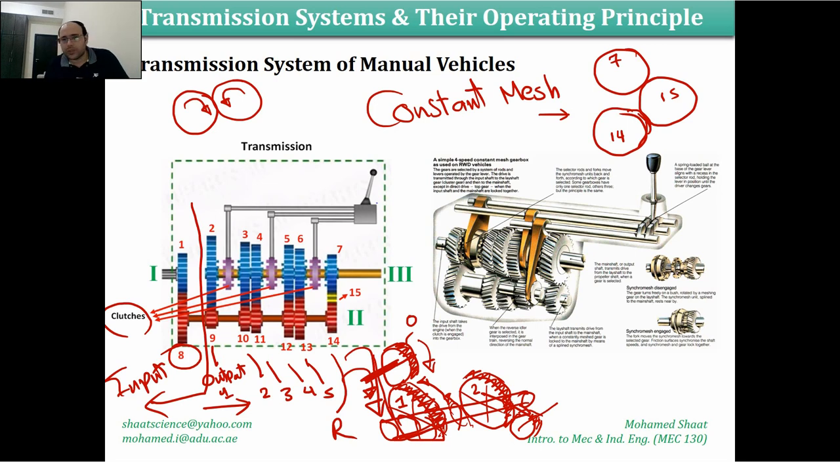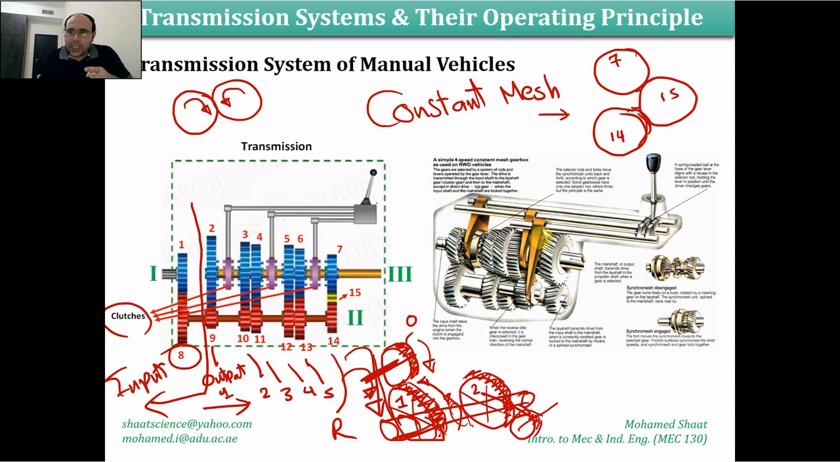They have almost the same sizes, the same diameters. Make sense? So all of these gears are having almost the same diameters. 15 is coming from the back. That's why if you look at it from this side, it will seem small. No, it is complete, but you're just seeing this part of this 15 gear.